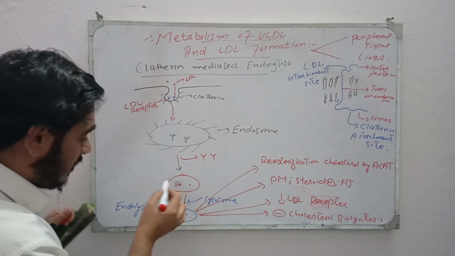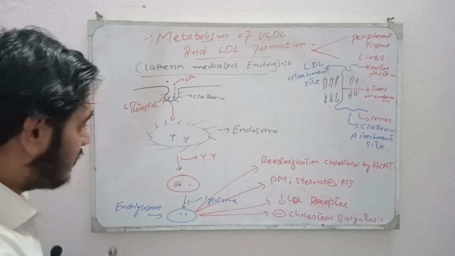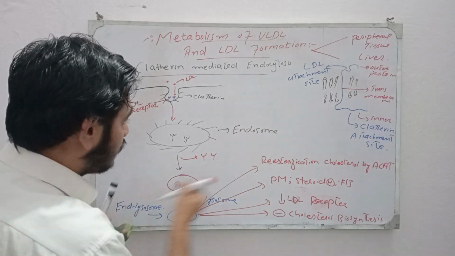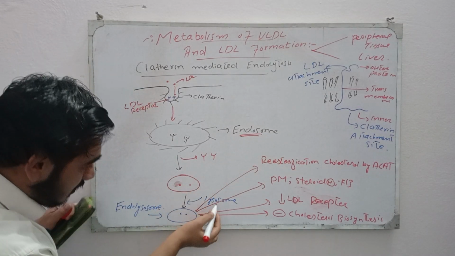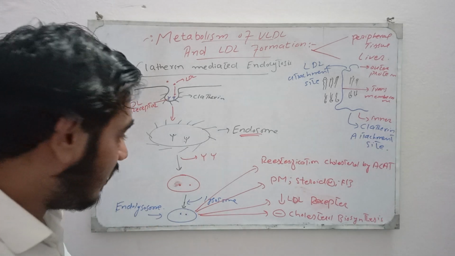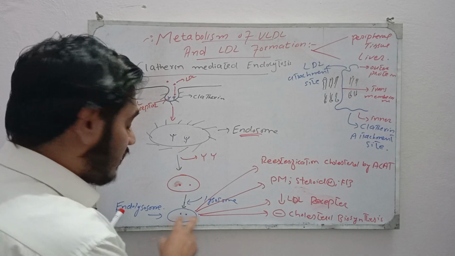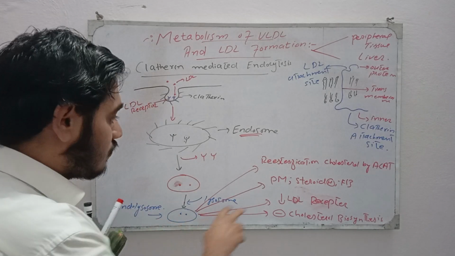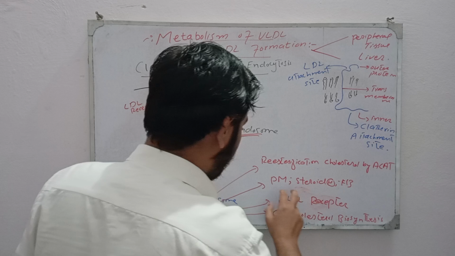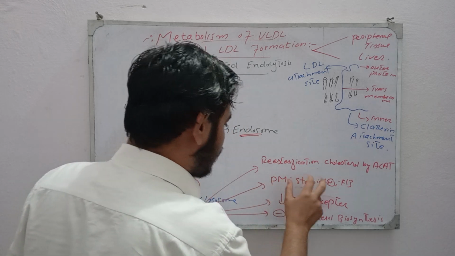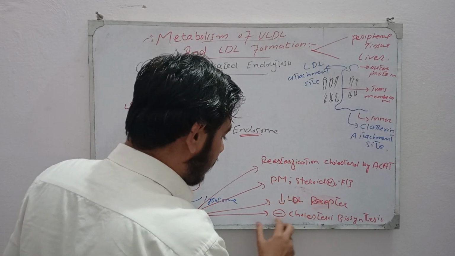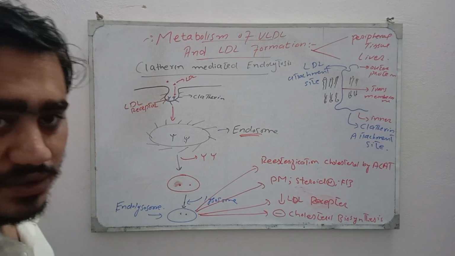This is the next step. Shedding of clathrin, the receptor part is reutilized and there is a reduction in the size of endosome. The next step is a fusion of lysosome and it leads to the formation of endolysosome. There are three main fates of this endolysosome: re-esterification of cholesterol by acyl cholesterol acyl transferase enzyme; synthesis of plasma membrane, steroid hormone, and ketone bodies; and decreased production of LDL receptor or inhibition of cholesterol biosynthesis.